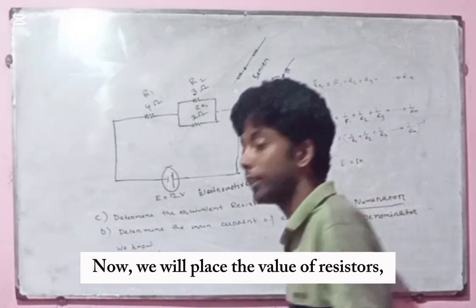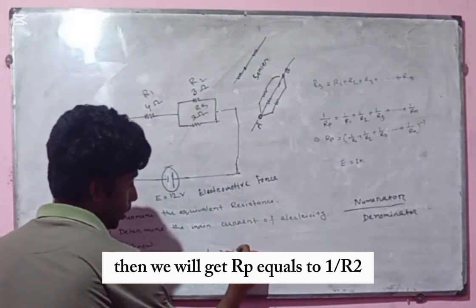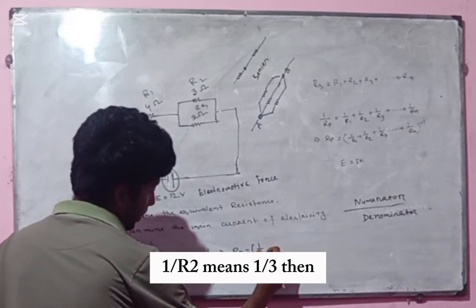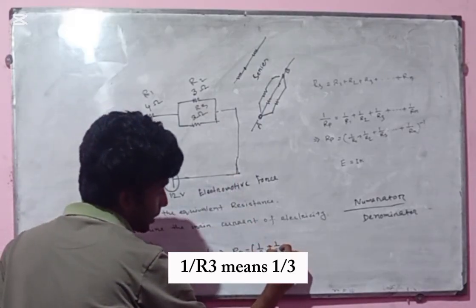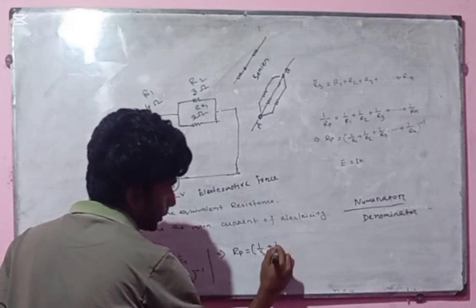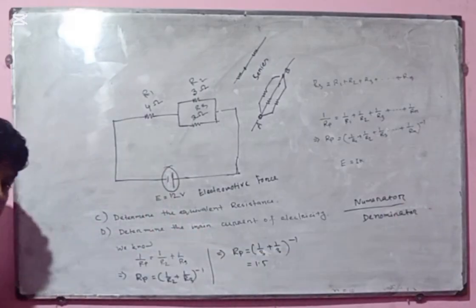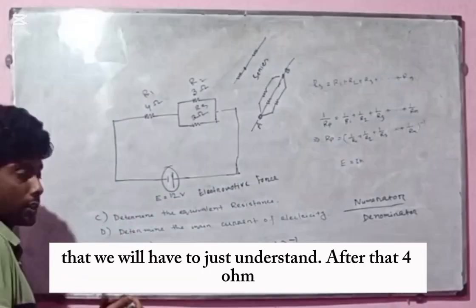Okay, now we will place the value of resistance. Then we will get RP equals 1 by R2, which means 1 by 3, plus 1 by R3, which also means 1 by 3. Then we take the inverse and we will get 1.5. So I get it. Then we will have to just understand.